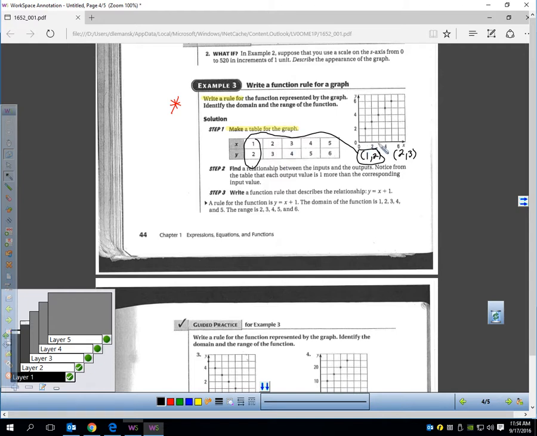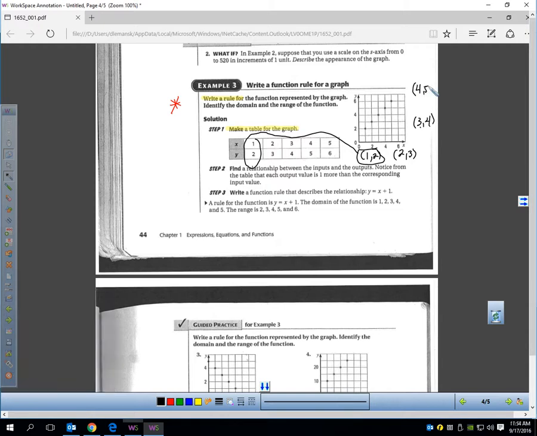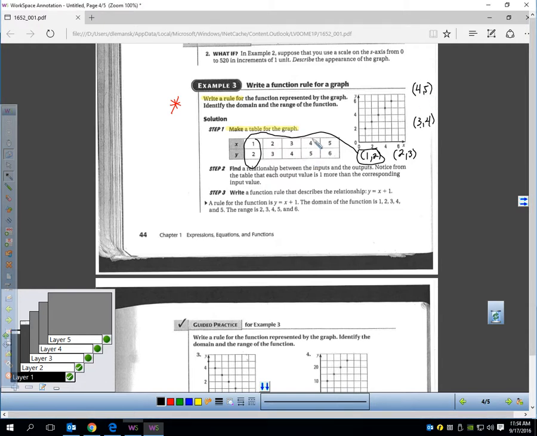And then the next point is (3, 4). 3 right, 4 up. So can you see input 3, output 4? There's my table, input 3, output 4. And then, of course, we had (4, 5), and there's input 4, output 5. I'm pointing at it here. And then (5, 6), 5 right, 6 up, which would be input 5, output 6.